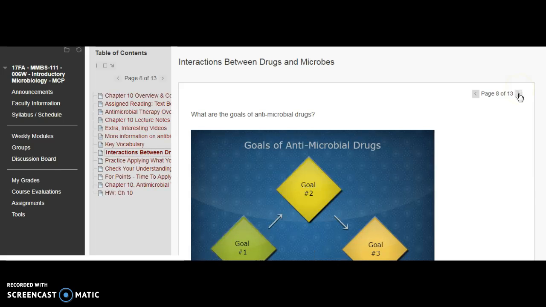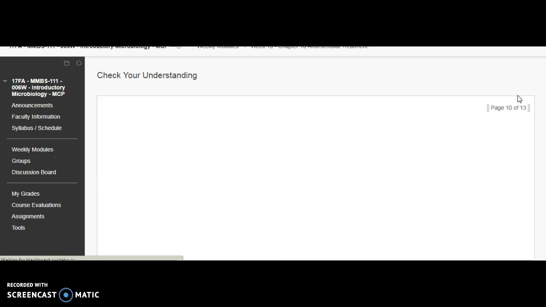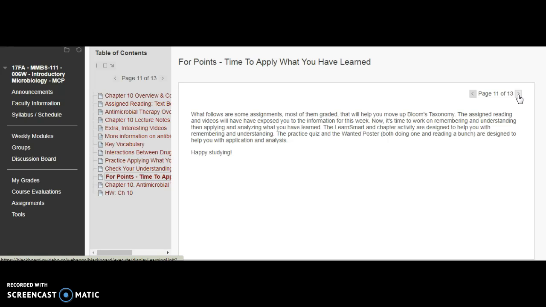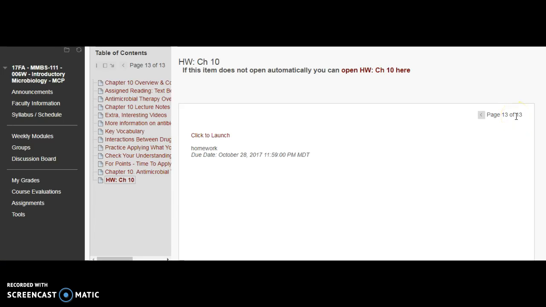Goals of antimicrobial drugs. Several different interactives here, and then some questions to start going through. Check your understanding. Here's your LearnSmart activity, and then another activity for your homework assignment.